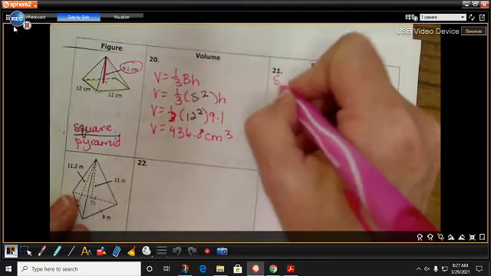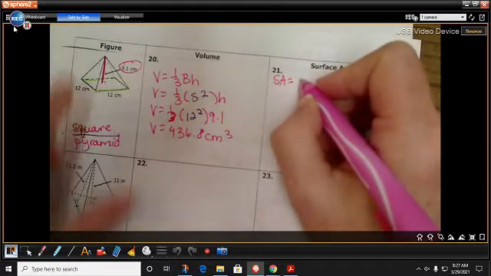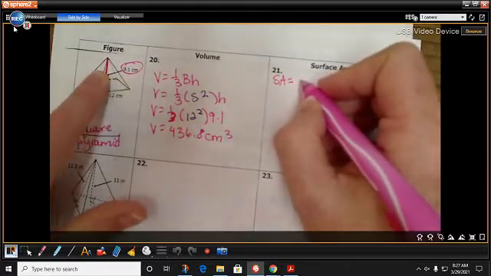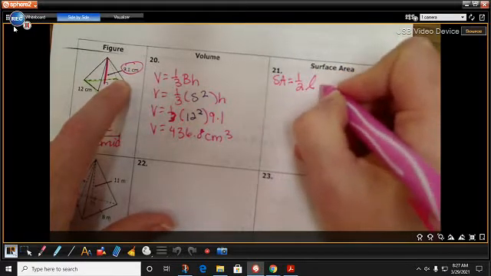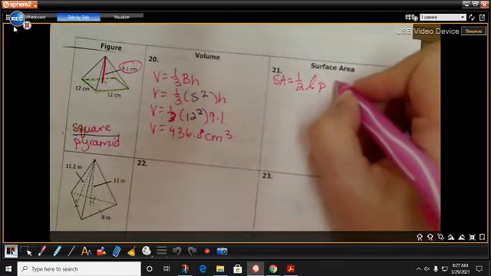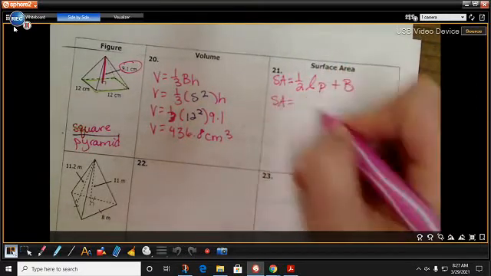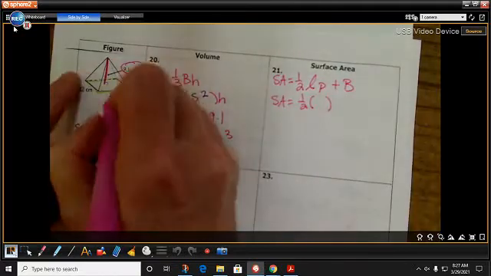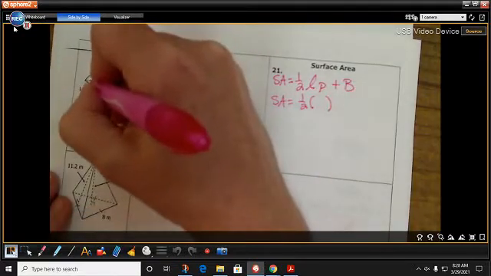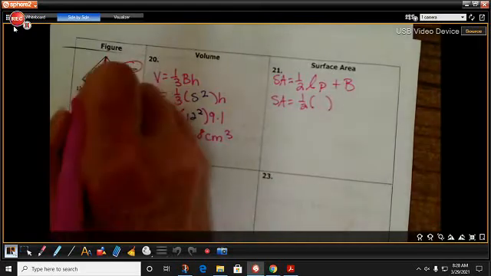Okay, so for your surface area, again, it's going to be your lateral area plus your base. And the lateral area of a pyramid is all these triangles, and so it will be 1/2 slant height times perimeter. And then we'll add on the area of that base. And so my surface area will be 1/2. I need my slant height, but my slant height is supposed to slant up the side, and I don't see it on here. So I'm going to have to figure that one out.